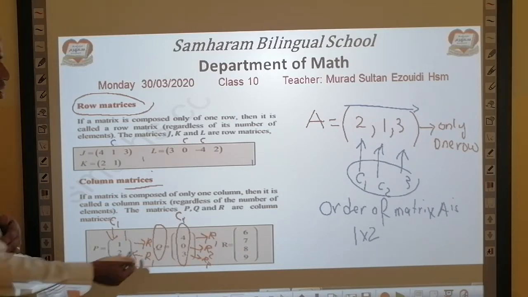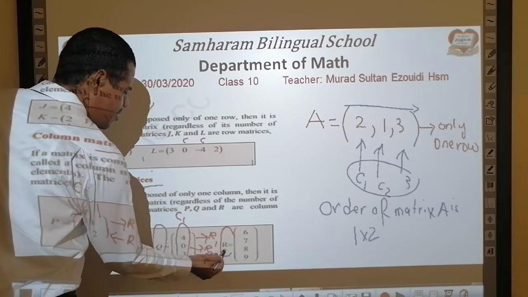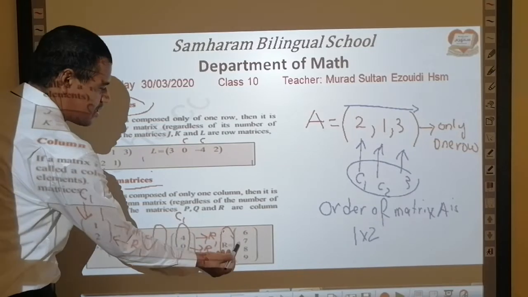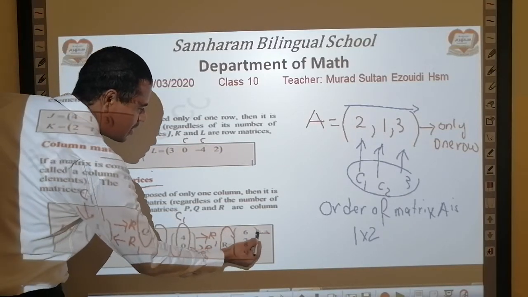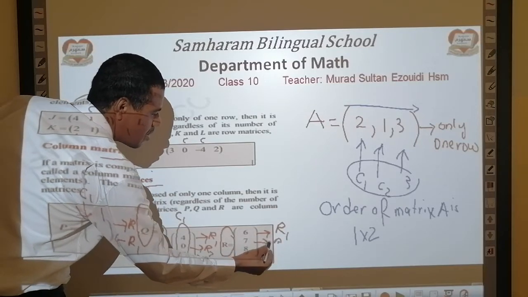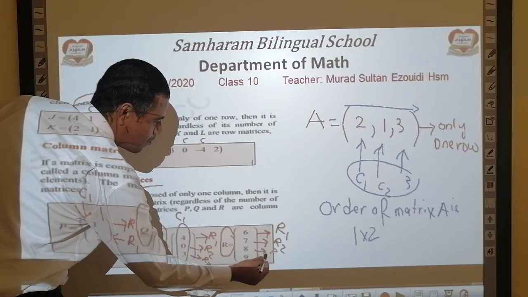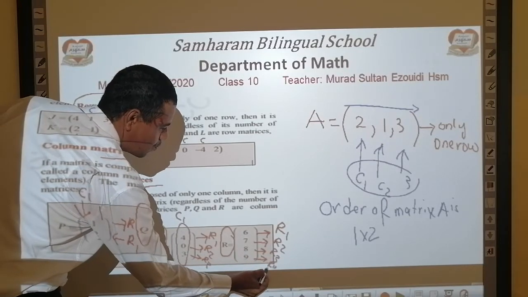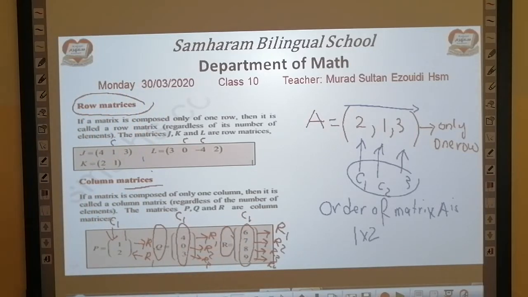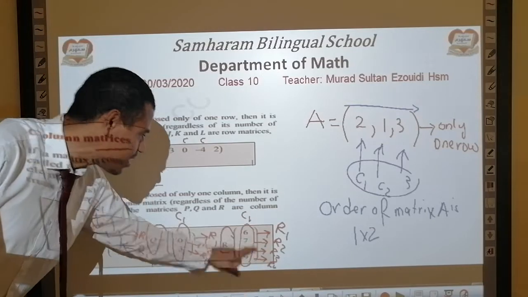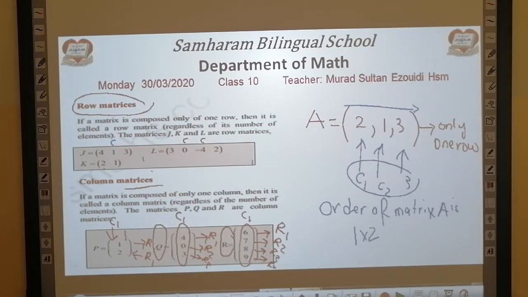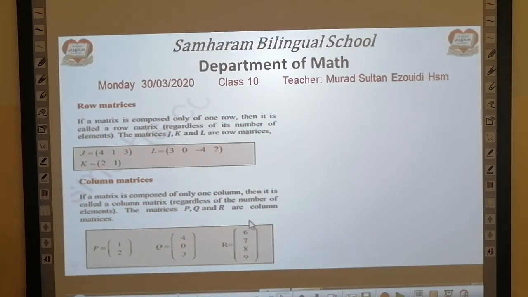The last one, the matrix R, also consists of only one single column, which is 6, 7, 8, 9. So this one, my kids, is R1, meaning row number 1. This is row number 2, this one is row number 3, and this one is row number 4. But this one, my kids, is called C1. Meaning the order of this matrix R is 4 multiplied by 1. Why 4? Because we have 4 rows. I should multiply them by the number of columns.